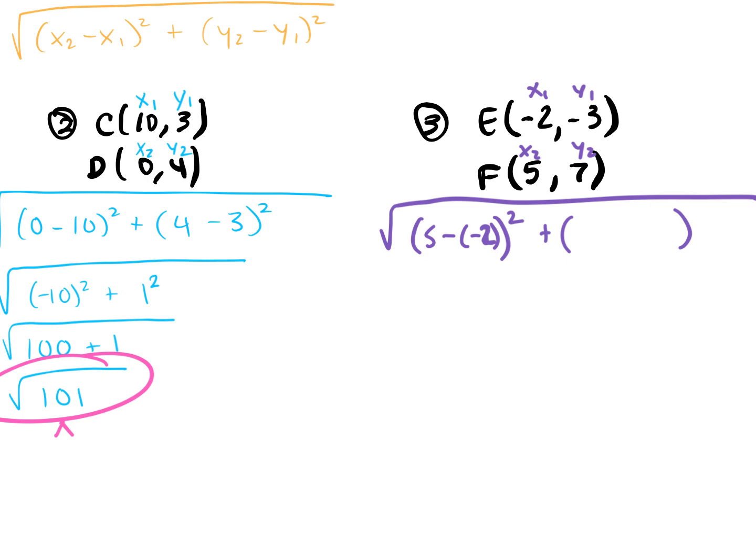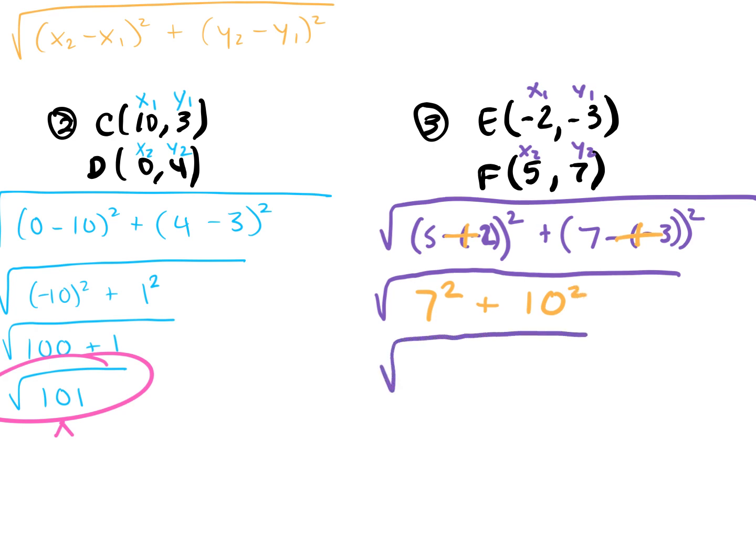And then in our second parentheses, we have 7 minus negative 3 squared. All right, Tomas, what's 5 minus negative 2? Awesome. Minus negative 2 turns into plus, so 5 plus 2 would be 7. And then, Tomas, what's 7 minus negative 3? Perfect, 10. Again, it turns into plus, so 7 plus 3 would be 10 squared.